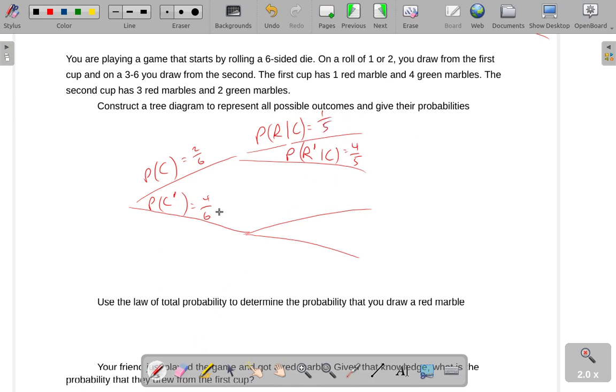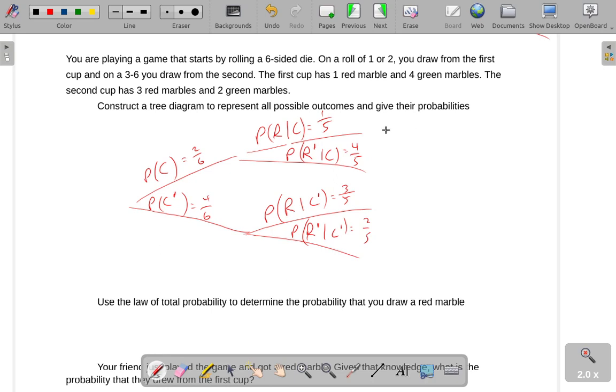There we go. The second cup, if we're down here, I want to also look at the probability of getting a red marble, given that we're drawing from the second cup. Let's see, the second cup has 3 and 2, so this would be 3 out of 5. And the probability of drawing something other than a red marble, given that we're drawing from the second cup, is 2 out of 5.